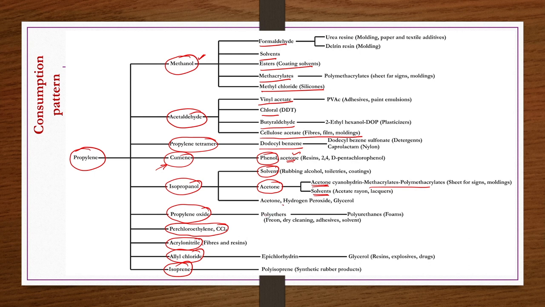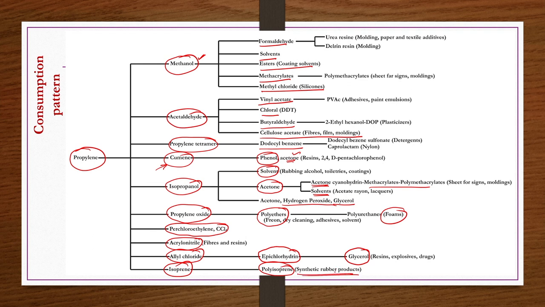Isopropanol is also utilized to produce hydrogen peroxide, glycerol, etc., that we are going to see. Propylene oxide can be used for production of polyethers and foams like polyurethanes, etc., right? Whereas allyl chloride can be used to produce intermediates like epichlorohydrin, from which you can also get synthetic glycerol. Isoprene you can utilize to get polyisoprenes, which are used for synthetic rubber products.